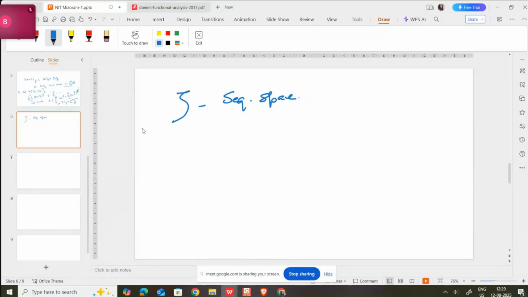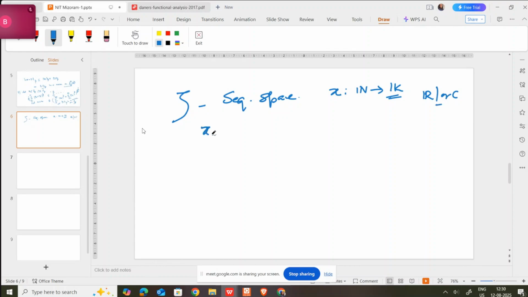Okay. What are the elements of this one? The elements are sequences. So what is a sequence? X is a map from integers to K. What is this K? R or C.